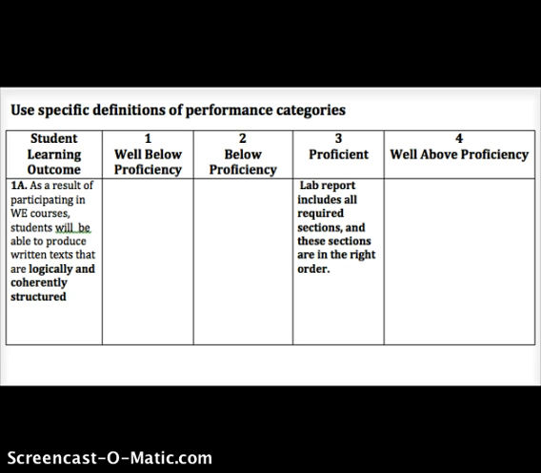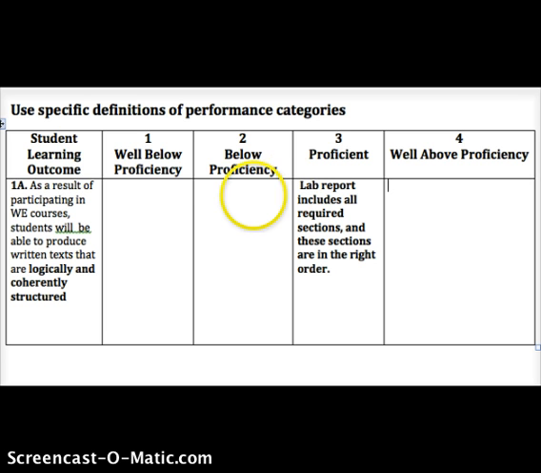So to use the example of a lab report again, in this case, a lab report doesn't have a thesis statement. It does have a purpose, and it does have a required number of sections, and those sections are supposed to be in a specific order. So if you were doing the rubric for a lab report, your definition of proficient could say this: the lab report includes all required sections, and these sections are in the right order. You're still using criterion 1 of the Writing Matters rubric, but you're just making it specific to your assignment here.